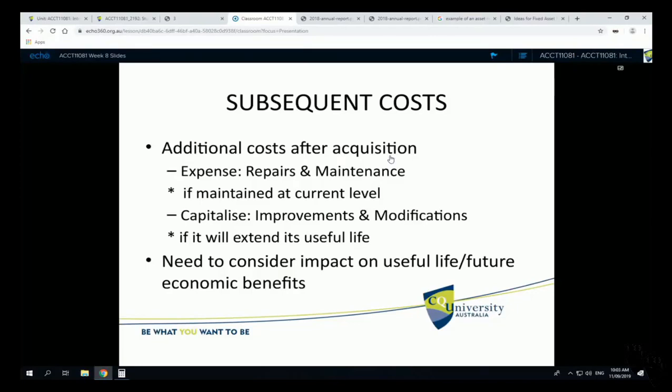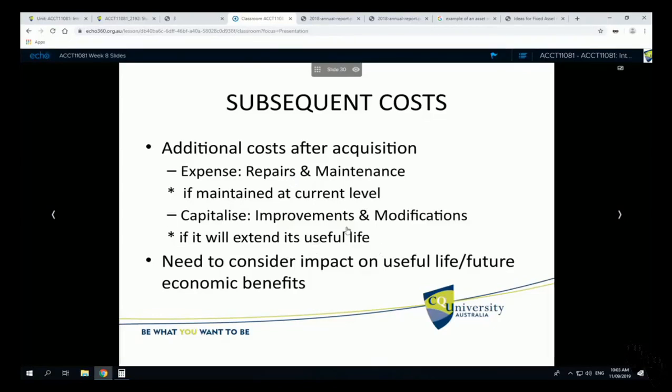Is it going to extend the useful life, or is it just maintaining the asset for continued use at its current useful life? Anyway, just another idea there. Very, very interesting in practical reality. So if it maintains the asset at its current level, nice and easy, expense it.